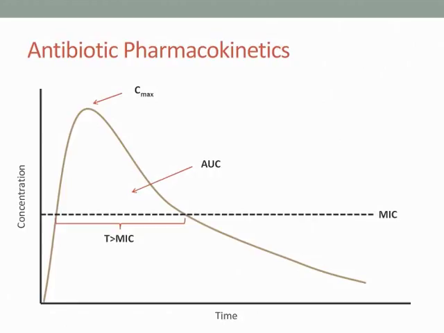Others, like the aminoglycosides that we'll talk about next week, are concentration dependent. These work best when the concentration to MIC ratio is higher, so it's important to reach targeted Cmax or maximum concentration values with these drugs. Finally, vancomycin has the best antibacterial activity when the AUC 24 to MIC ratio exceeds 400.